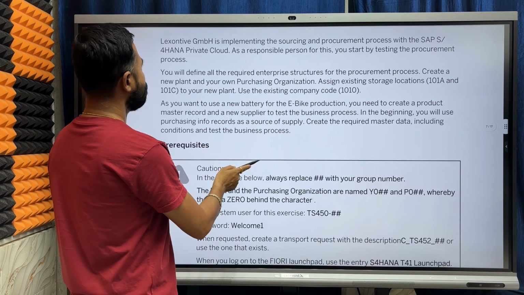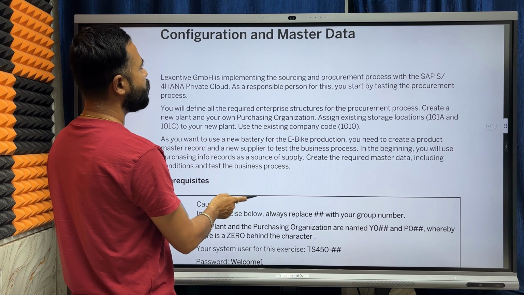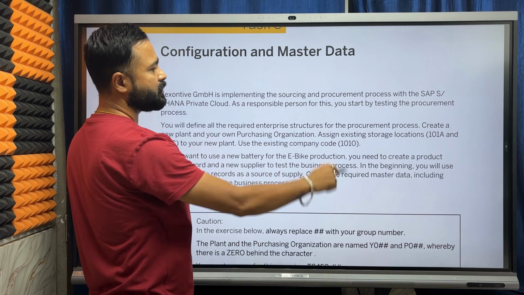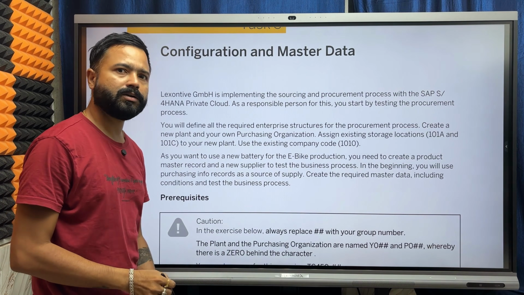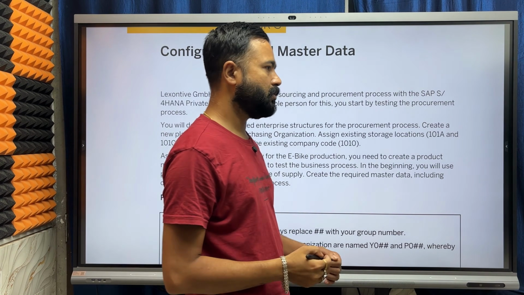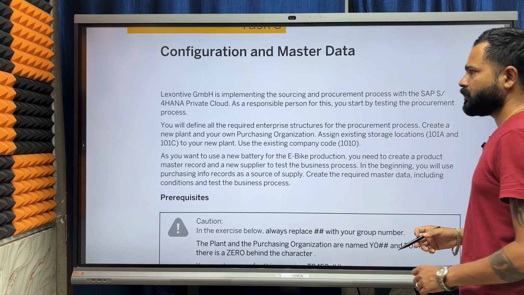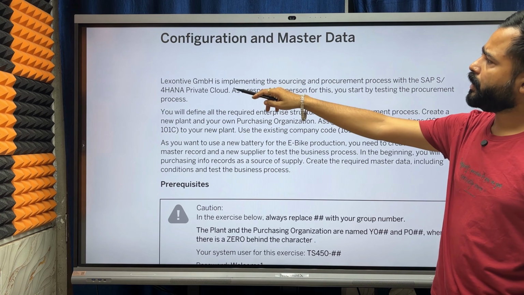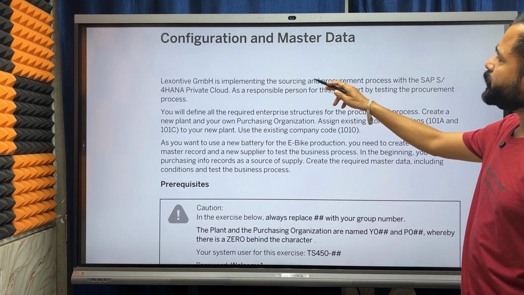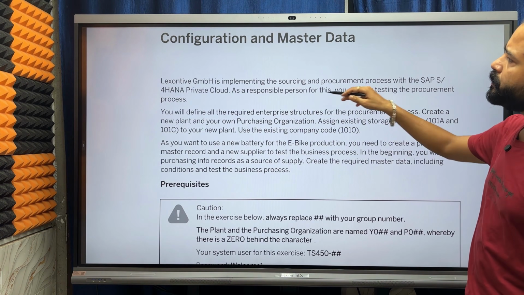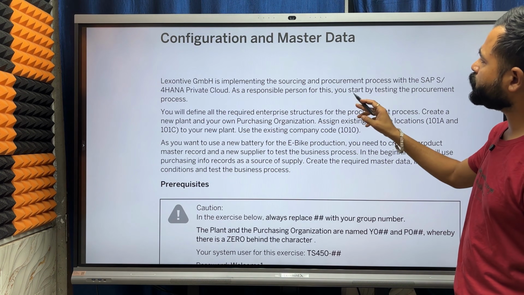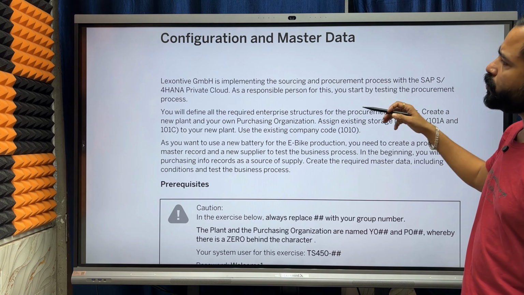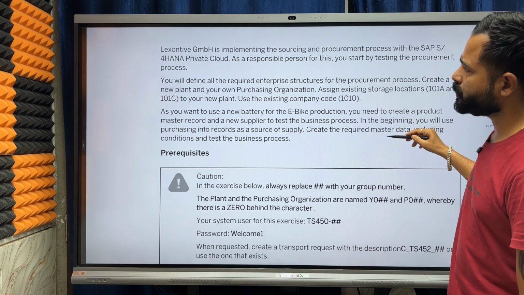Now here comes the configuration part. Here you can see this is configuration and master data. So you have to configure something in the system and you have to create master data. We'll see what master data there is. Now here you can see Lexontif GmbH is implementing the sourcing and procurement process with SAP S/4HANA private cloud. As the responsible person, you start the testing with the procurement process. So you are going to test that.